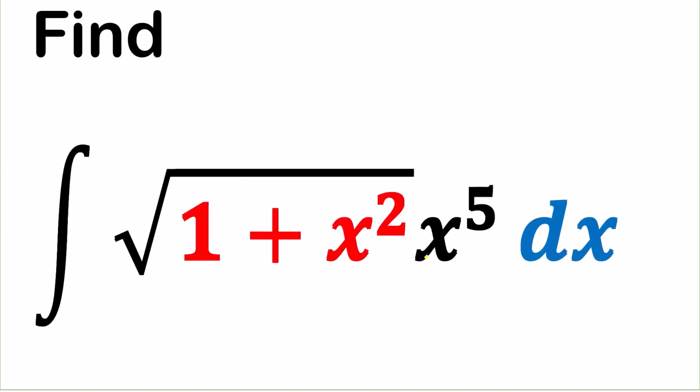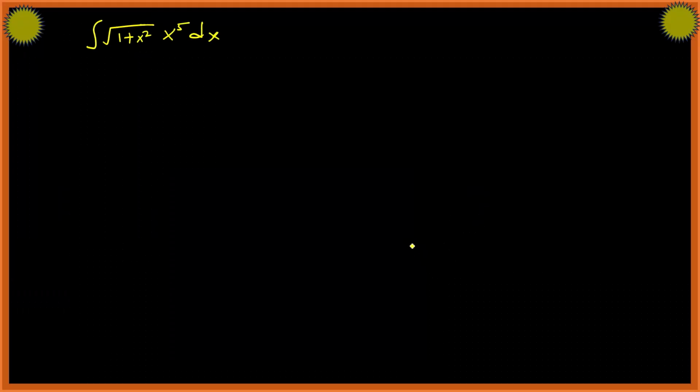Okay, let's look at this integral. Right, so this integral is a typical integration by substitution. It looks very complicated though, but we will try as much as possible to provide a solution to this. All right, now let's observe the 1 plus x squared here, and then the x to the power 5 here.